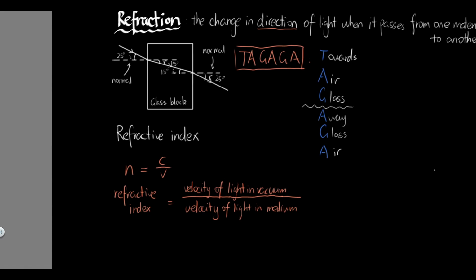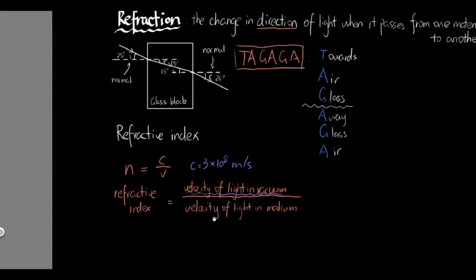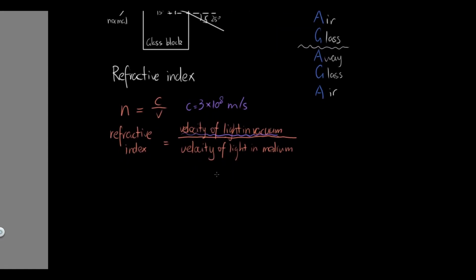So a very useful thing to remember here is that the velocity of light in vacuum is 3 times 10 to the 8th meters per second. So that's c, a constant usually used in physics, and you need to remember it because it's very common. So the refractive index is the velocity of light in vacuum over the velocity of light in medium. So let's look at a practical example.